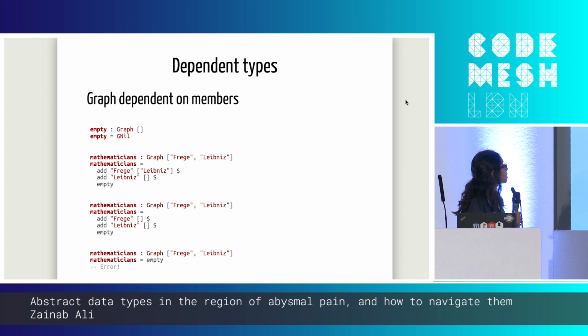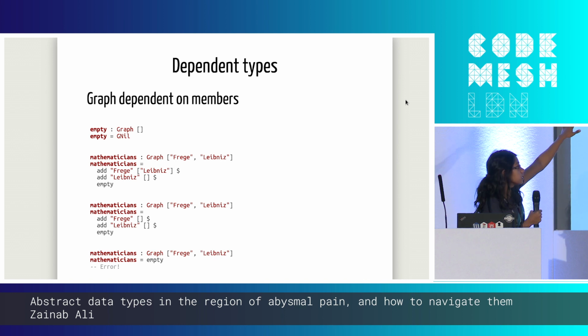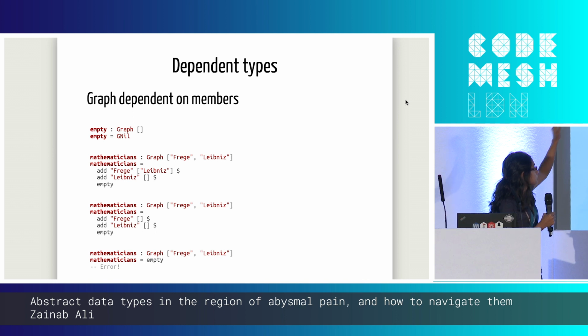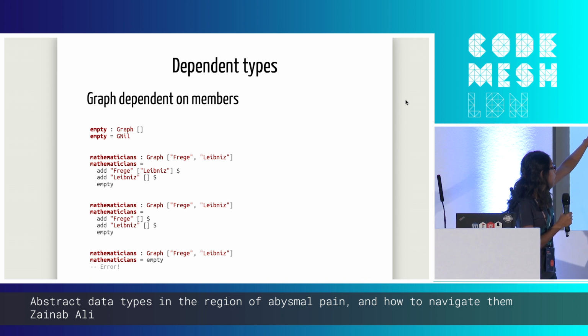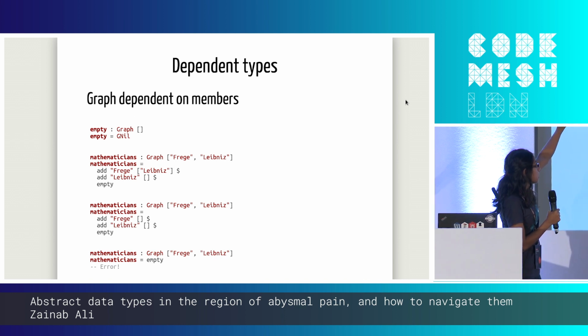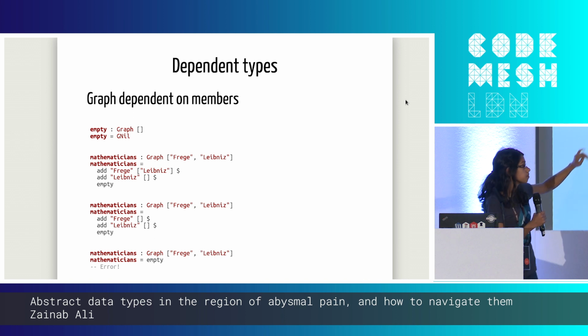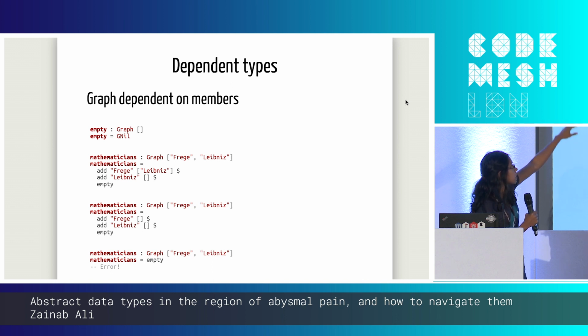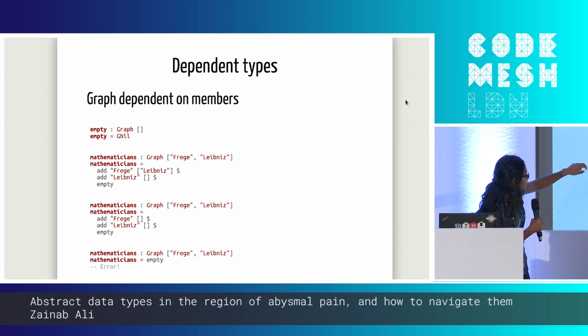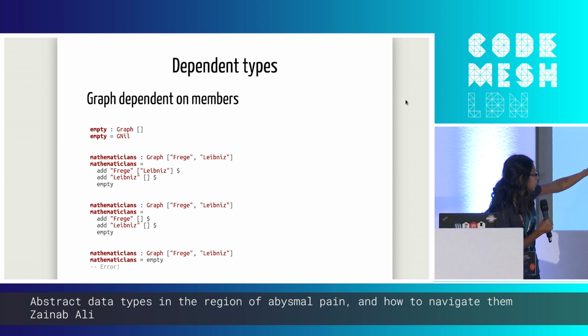This is what that might look like. For the empty graph, it's just gnil. Let's say that I have a graph of mathematicians Frege and Leibniz. I have an empty graph, I add Leibniz and then add Frege. That has the type graph Frege Leibniz. So this graph is dependent on the value Frege Leibniz. I could also construct another graph of that same type. In fact, these are the only two values corresponding to that type, where Frege doesn't have Leibniz as a parent.